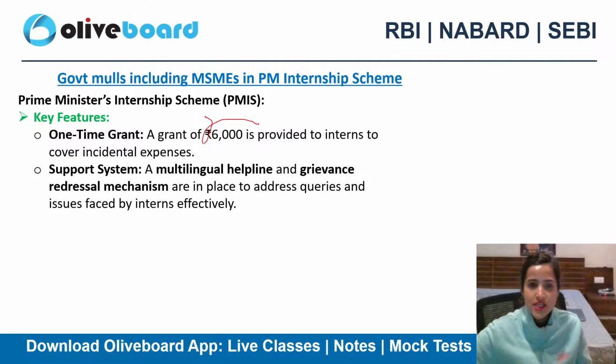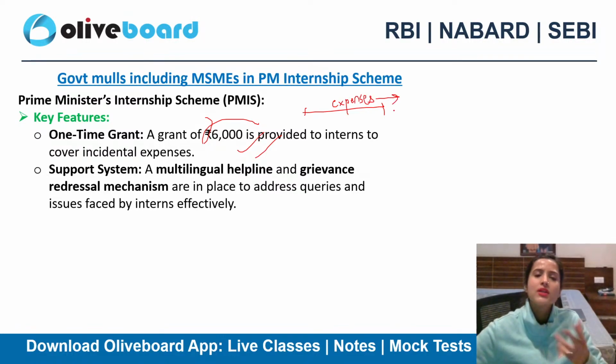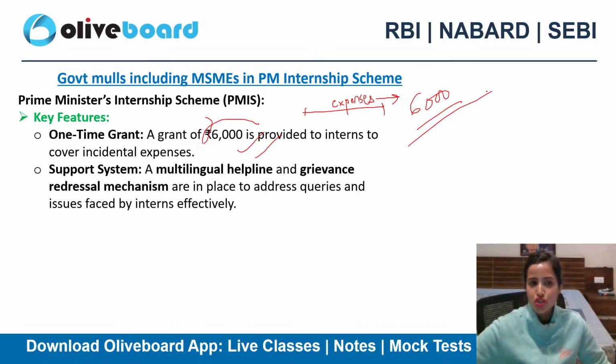One-time grant, a grant of 6,000 is provided to interns to cover incidental expenses. So now suppose you get an internship in a company. You have to travel, say, from one state to the other, to be a part of that company. So you will have to incur some expenses. For that, not only for transportation, but for other incidental expenses as well, you are going to get a one-time payment of 6,000 initially, a one-time grant, so that you can carry on your expenses.